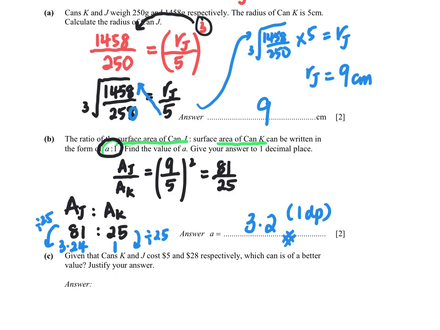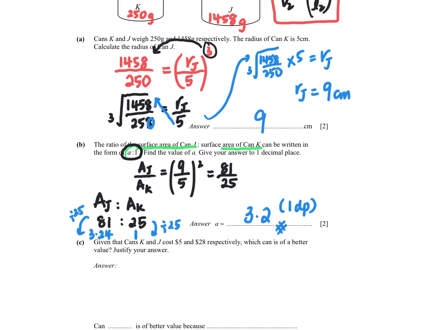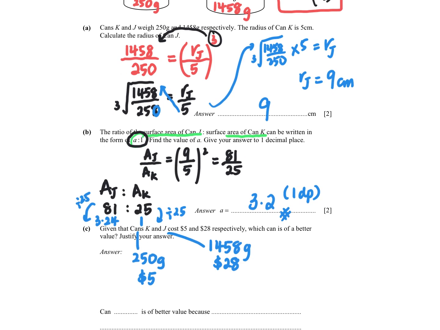Okay, then the last one is a bit different. They say can K and J cost $5 and $28. So I know this is 250 grams. This is 1,458 grams. But this one is $28. This one is $5. So to compare them, maybe you want to check how much it costs per gram or how many grams you can get per dollar. So I leave it to you.